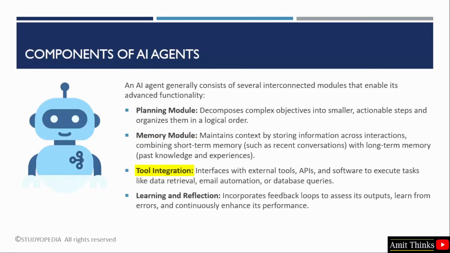The third one is tool. It connects seamlessly with external tools, APIs and software systems to perform actions such as retrieving data, automating workflows or querying databases. The last one is learning and reflection. It embeds feedback mechanisms that allow the agent to evaluate its performance, learn from mistakes, and continuously improve over time. So in this lesson we saw what are AI agents and what are its components.